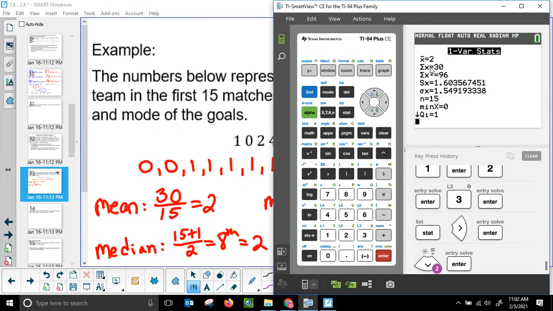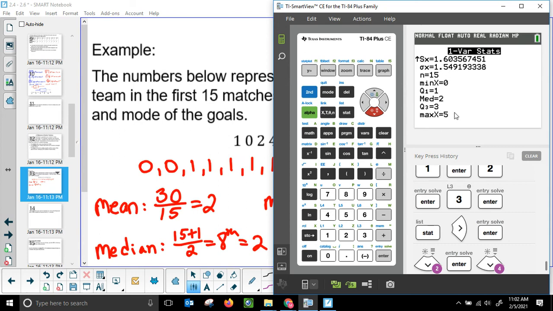N is 15. That's how many entries we have. My minimum value is 0. It even gives us Q1, Q3, my maximum. Here's my median, which we also found to be 2. The only thing it does not give you is mode. So do be mindful that it's not going to give you the mode. However, mode is super duper easy.